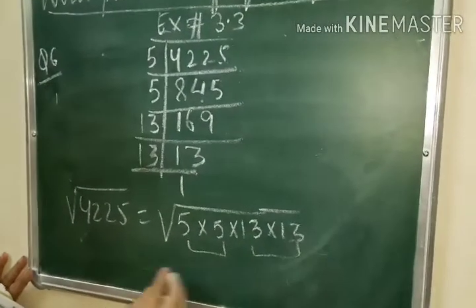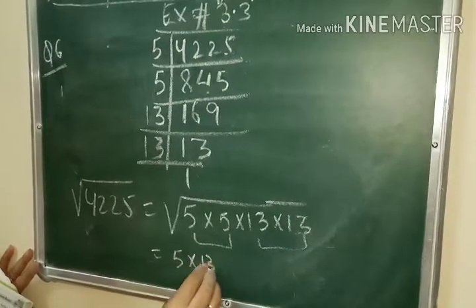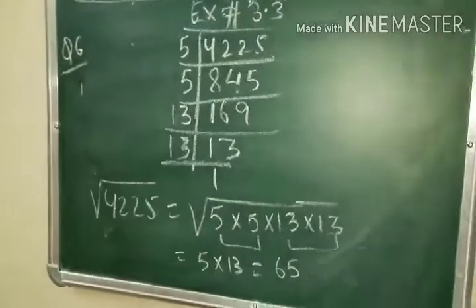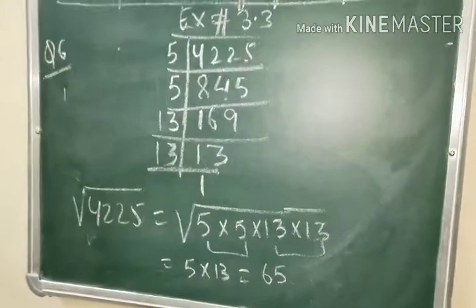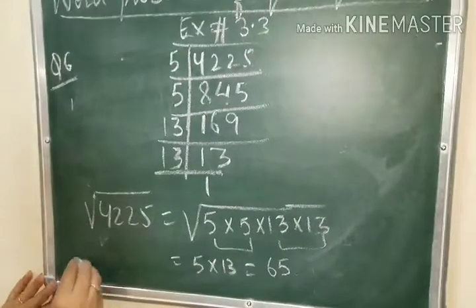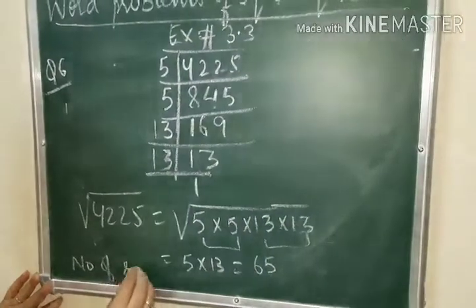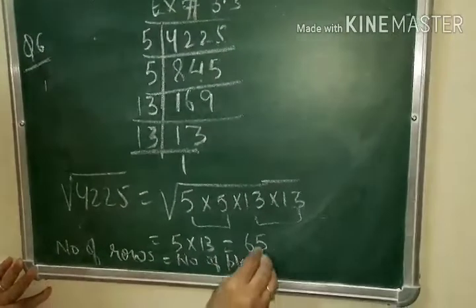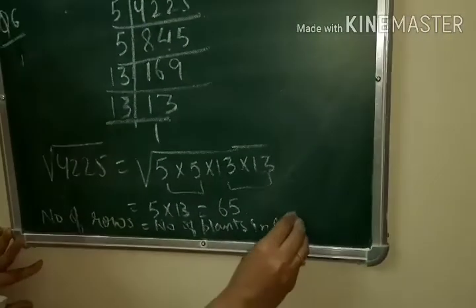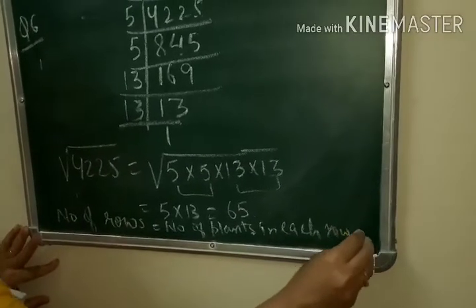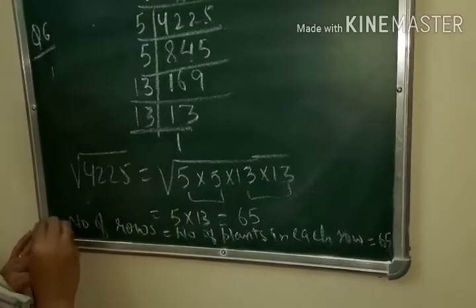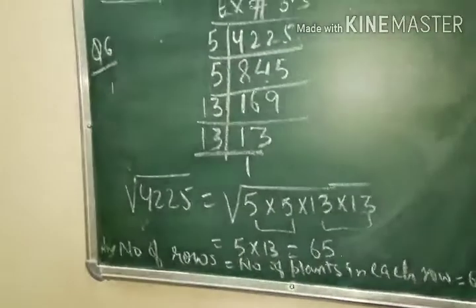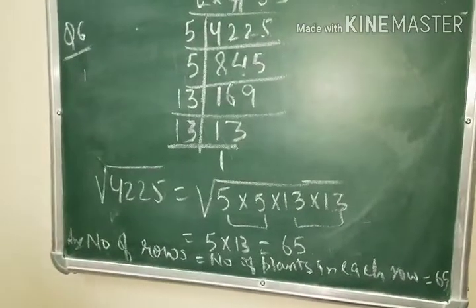Now pairs are there, so we will write 5 into 13, which is equal to 65. That means the number of plants is 65 in each row and the number of rows is also the same, 65. So the number of rows equal to the number of plants in each row, both will be equal to 65. So this is your answer. Right? This was question number 6. Next we'll move on to question number 7.